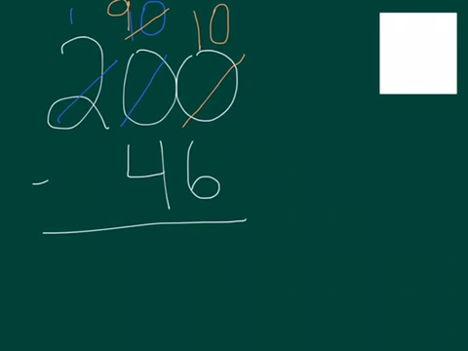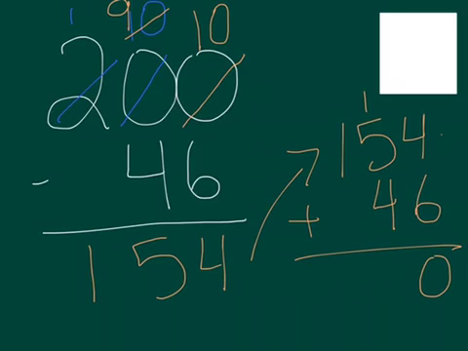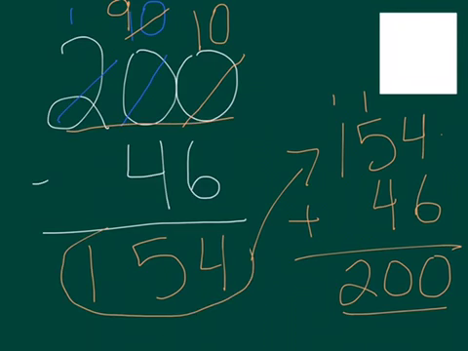When we solve, we have 10 minus 6 equals 4, and 9 minus 4 equals 5. We have 100 left. 1 minus 0 equals 1. So our answer was 154, but I'm going to check to make sure that I have the correct answer by checking by adding. And when I do that, I have 4 plus 6, which equals 10, carry my 1. 1 plus 5 plus 4 equals 10, carry a 1, and 1 plus 1 equals 2. So since I ended up with 200 and I began with 200, 154 is the correct answer.